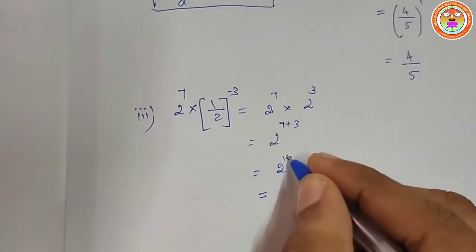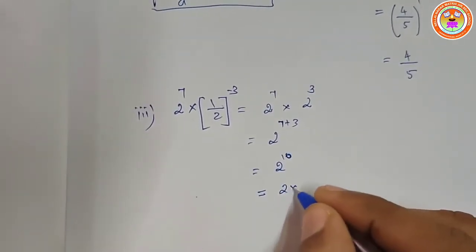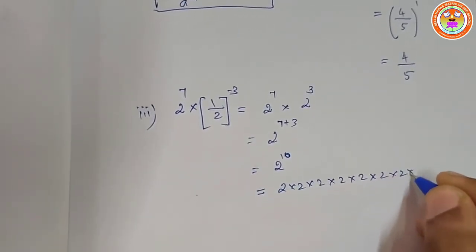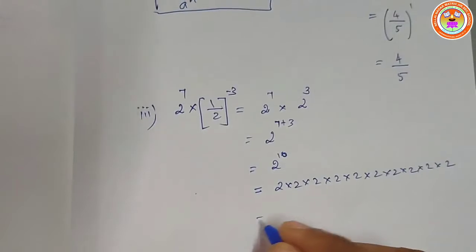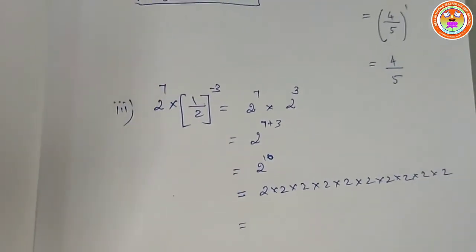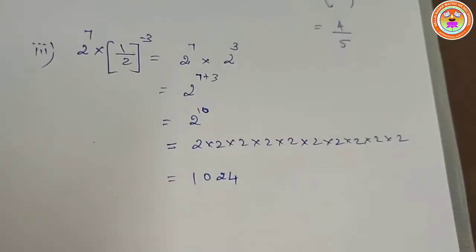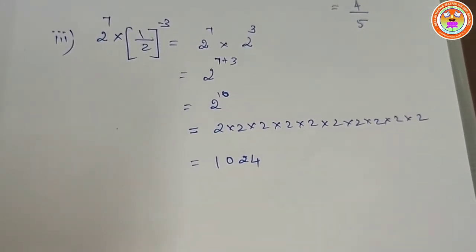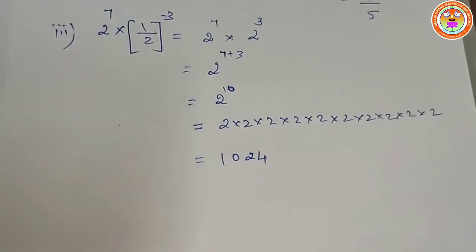So 2 power 10, what is the meaning of 2 power 10? 2 into 2 into 2 into 2 into 2 into 2 into 2 into 2 into 2 into 2. So 2 we have to multiply 10 times. So if you multiply 2 10 times, you will get 1024. Now we will move on to the next sum.